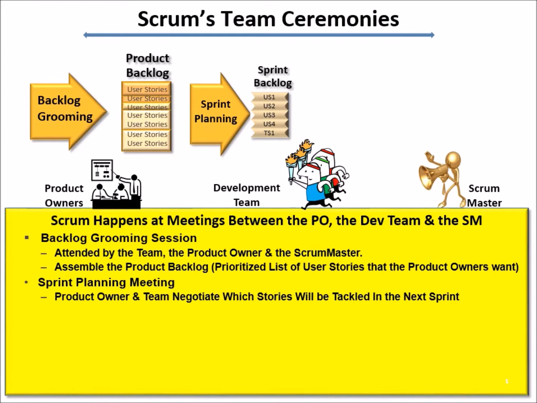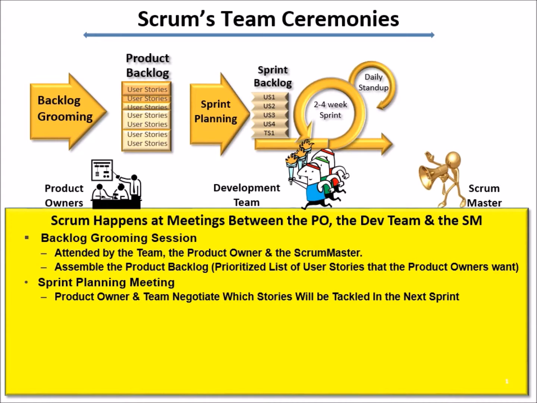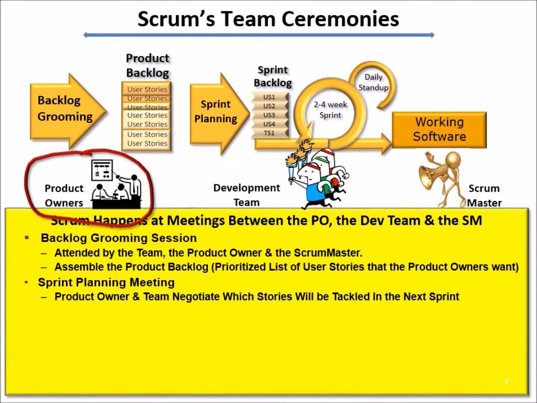Once this negotiation has been completed, then the next sprint can begin. This is a very brief development cycle, which should be no more than a few weeks in length. And when it is done, the result will be a new iteration of working software for the product owners to evaluate.